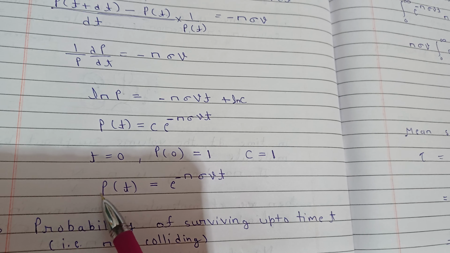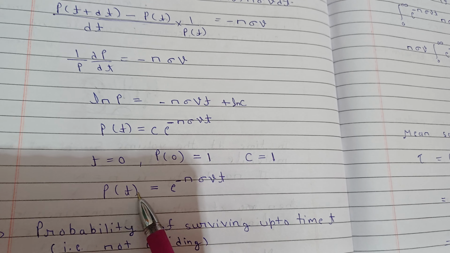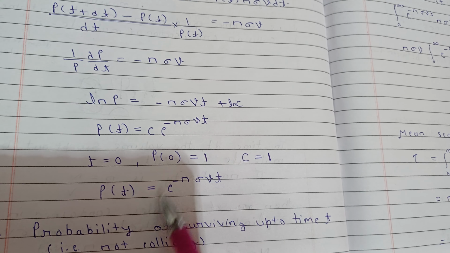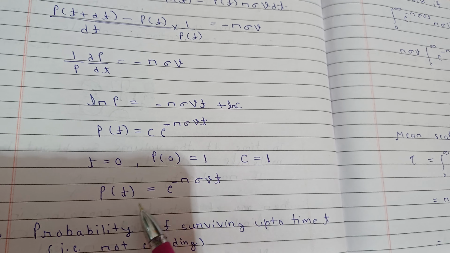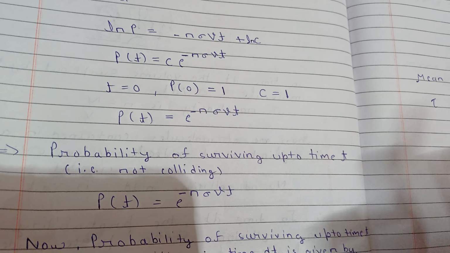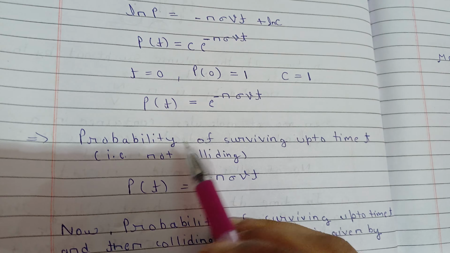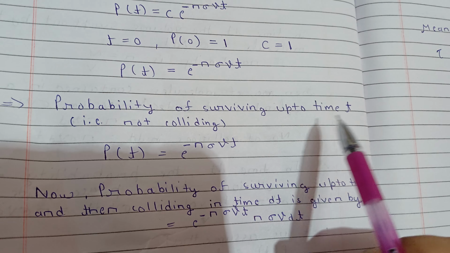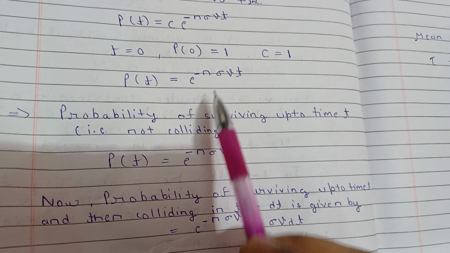Now P(t), the probability of surviving, meaning in t time it is not colliding, will be e to the power minus n sigma v t. This is exponentially decreasing with time, so the probability of not colliding is decreasing with time. This is your probability function. Still we don't know if it is true or not; we will verify that later. The probability of surviving up to time t, that is not colliding, is given by this expression.